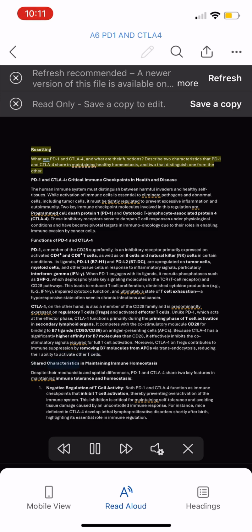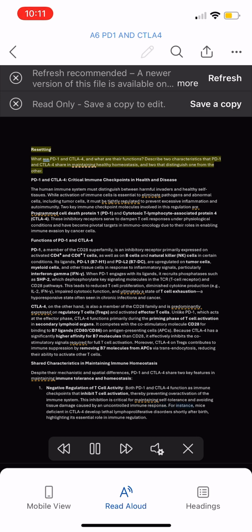Shared characteristics in maintaining immune homeostasis. Despite their mechanistic and spatial differences, PD1 and CTLA4 share two key features in maintaining immune tolerance and homeostasis. Negative regulation of T-cell activity. Both PD1 and CTLA4 function as immune checkpoints that inhibit T-cell activation, thereby preventing overactivation of the immune system. This inhibition is critical for maintaining self-tolerance and avoiding tissue damage caused by an uncontrolled immune response.